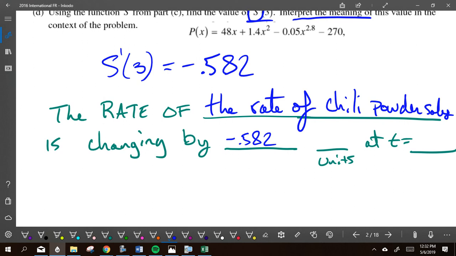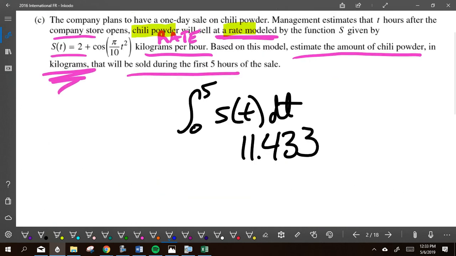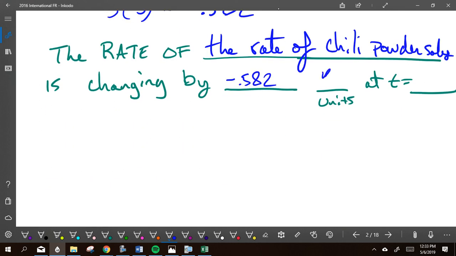What are my units going to be? The units originally were kilograms per hour. If I took the derivative, what do I need to do? It is kilograms per hour squared at time t equals what? 3. Boom. That is my answer. That is a hard point to get. Instead of saying changing, you could say decreasing. But if you said decreasing, then you can't say negative. So I'm just going to say changing by a negative rate, and that's going to be perfectly good. Everybody understand what you did there?